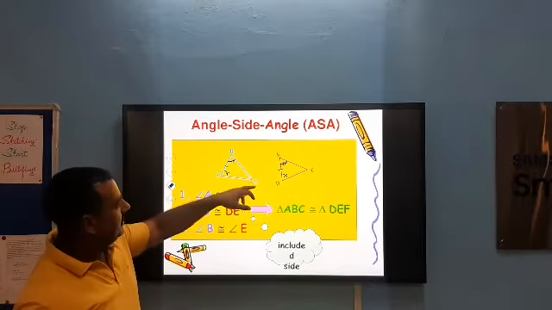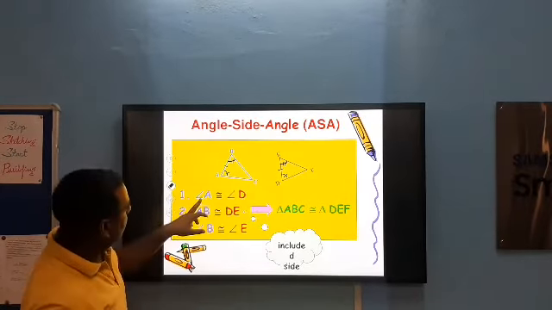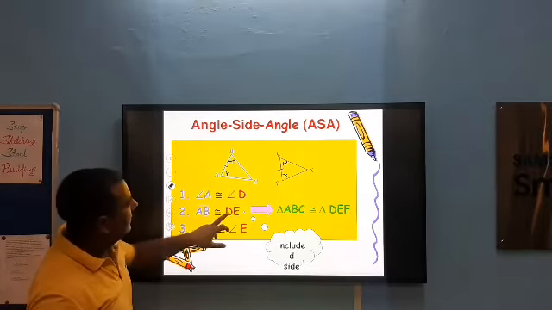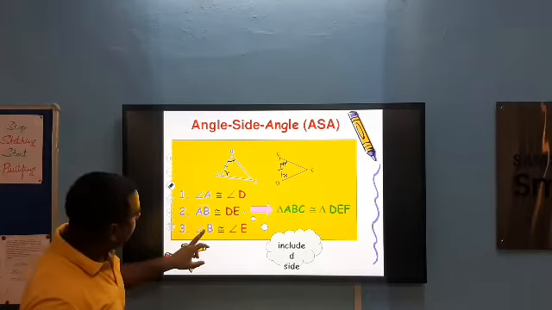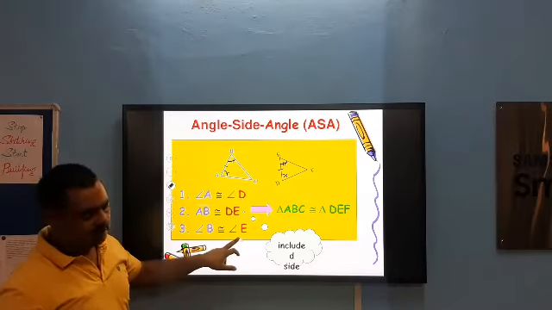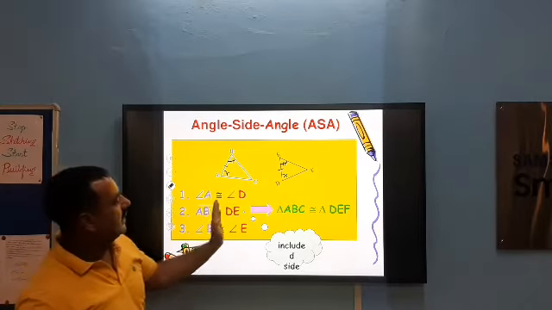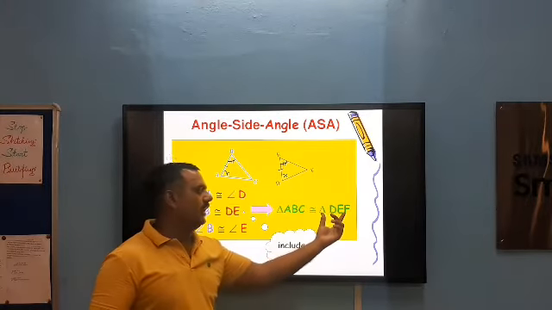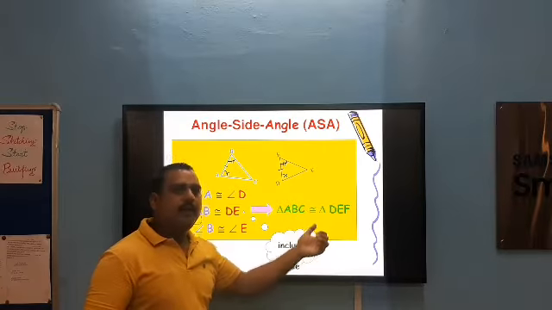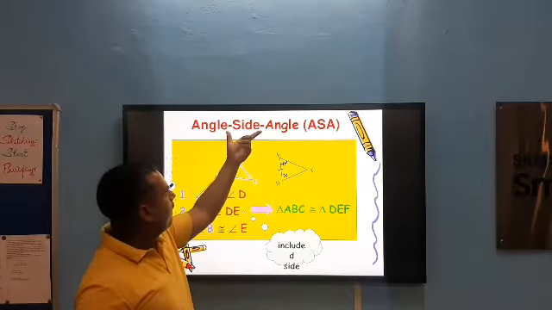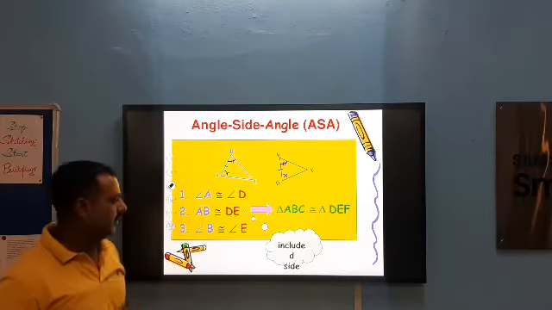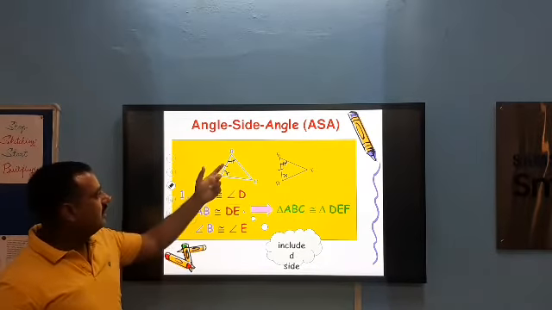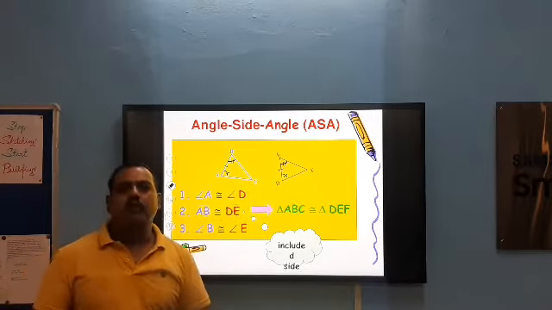So in triangle ABC and triangle DEF, angle A is equal to angle D, side AB is equal to side DE, angle B is equal to angle E. So these triangles are said to be congruent, triangle ABC congruent to triangle DEF, by using the criteria angle side angle. Here the side AB and DE, these sides are included side.